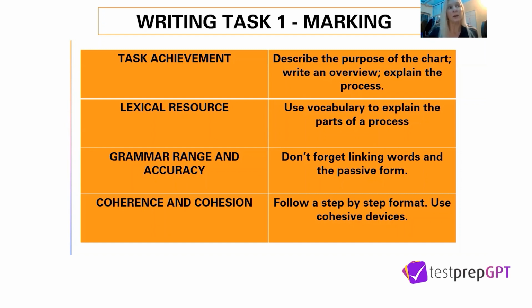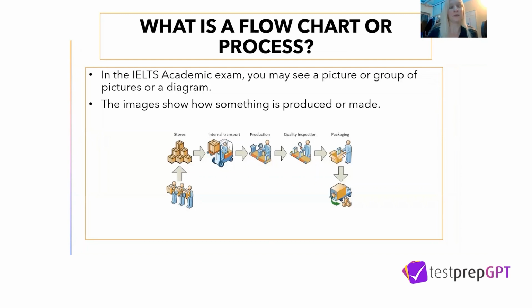We'll also speak about the vocabulary to explain the parts of the process. There are some words and some useful language that you should learn to describe a process. We'll also cover linking words and the passive form that is very, very important for this type of task. And of course, we'll speak about coherence and cohesion, the step-by-step format that is crucial for writing task 1 process.